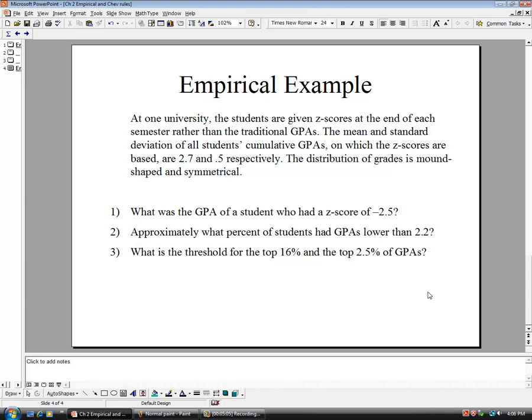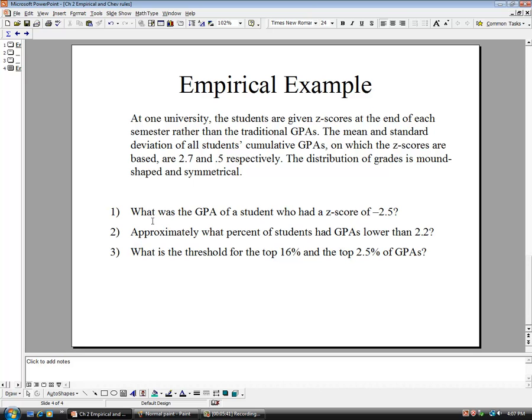Now an example for our empirical rule. This question states that at one university, the students are given z-scores at the end of each semester rather than the traditional GPAs. The mean and standard deviation of all students' cumulative GPAs on which z-scores are based are 2.7 and 0.5 respectively. That means 2.7 is the mean and 0.5 is the standard deviation. And the distribution of grades is mound-shaped and symmetrical. So we know that we're going to use the empirical rule. So just a regular old z-score question.